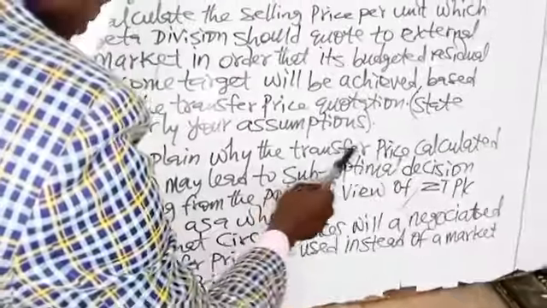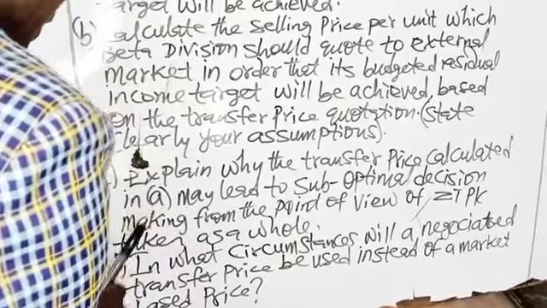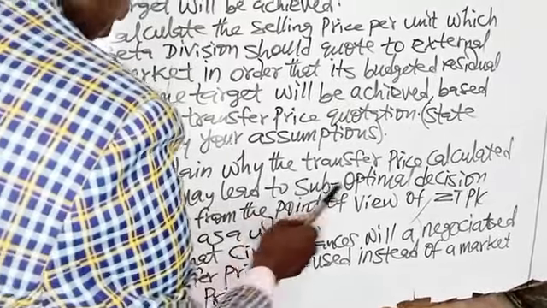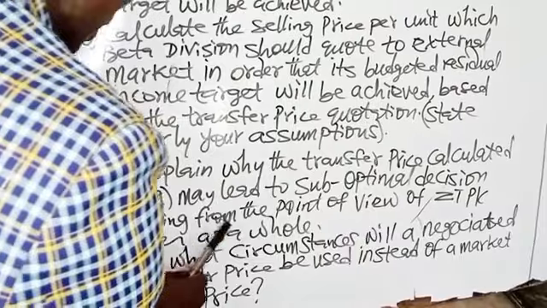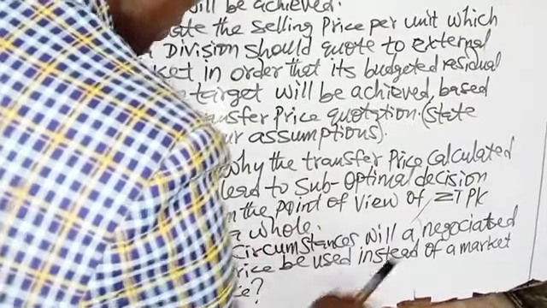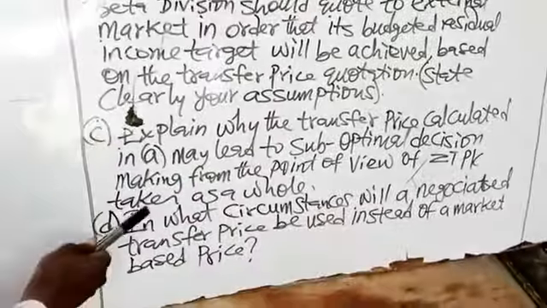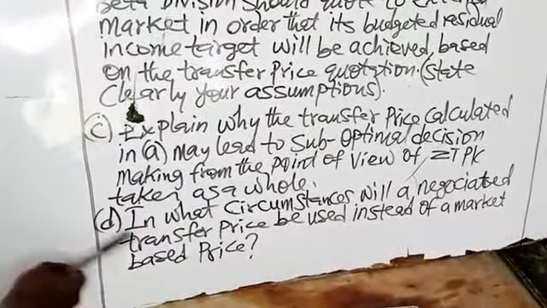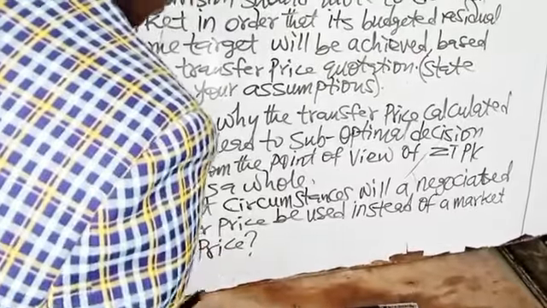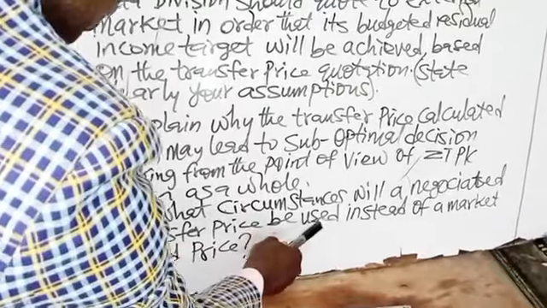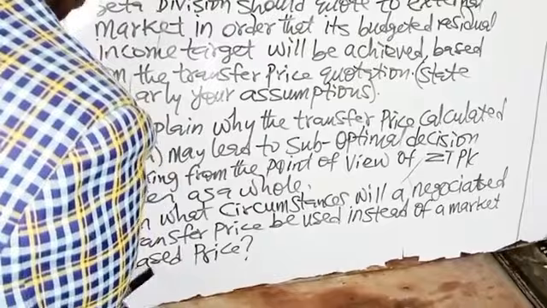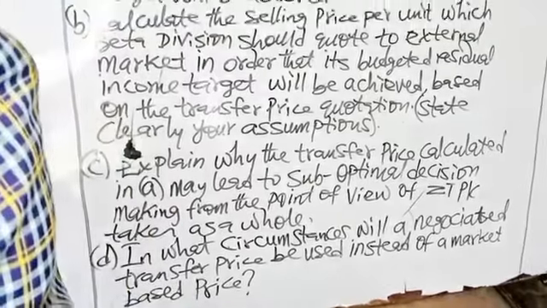C. Explain why the transfer price calculated in A may lead to suboptimal decision making from the point of view of ZT PLC, taken as a whole. D. In what circumstances will a negotiated transfer price be used instead of a market-based price? Now, let's have the solution to the question. Solution.